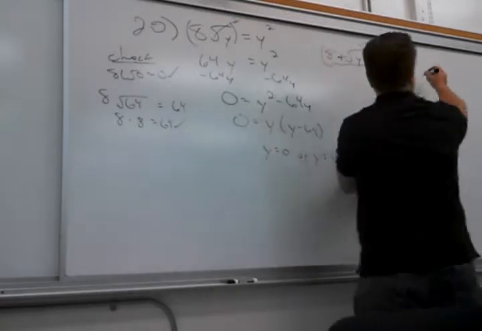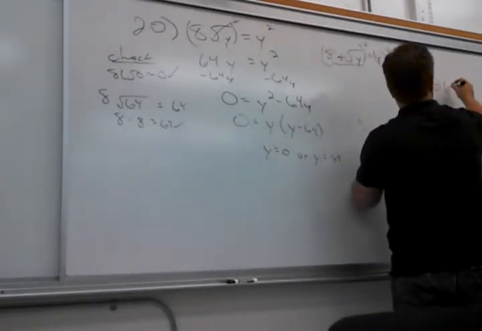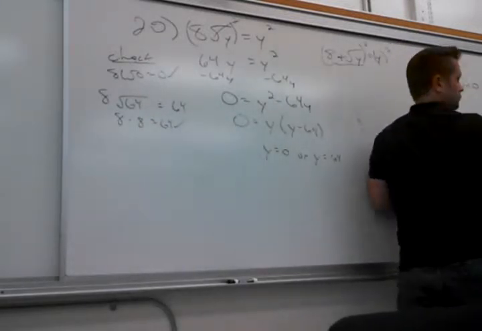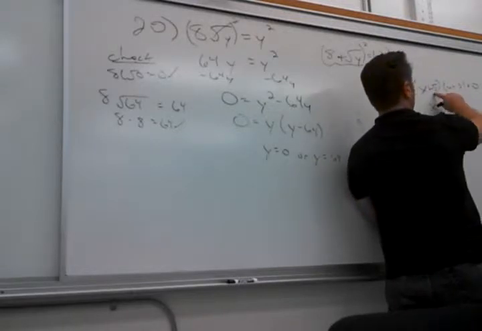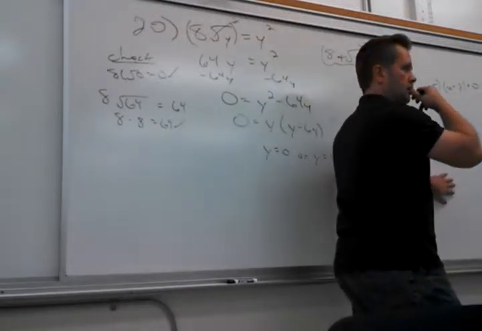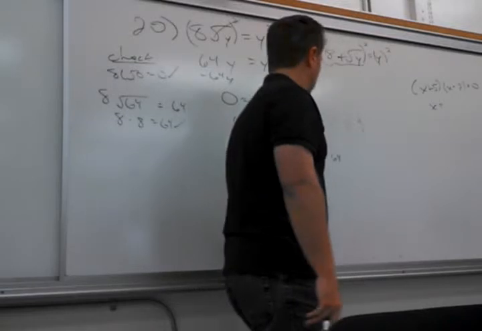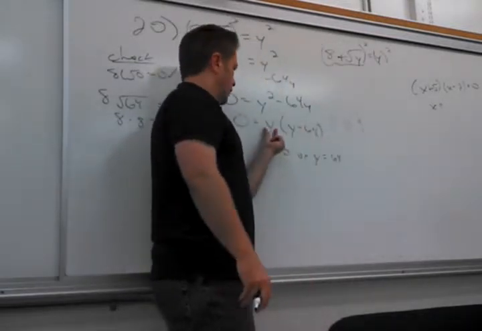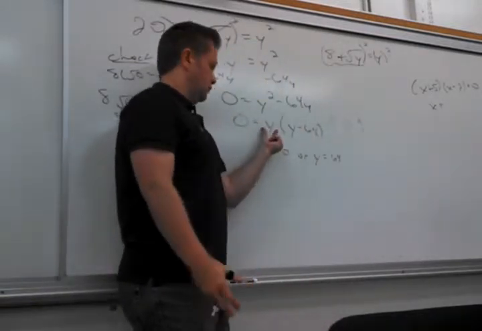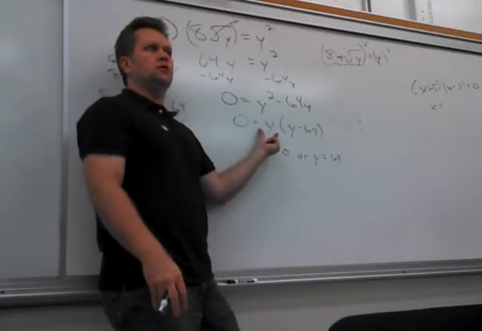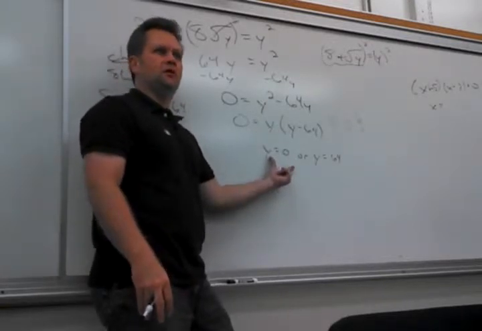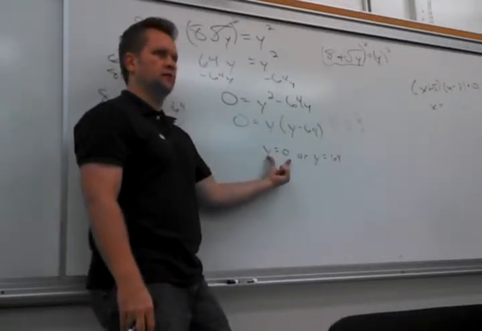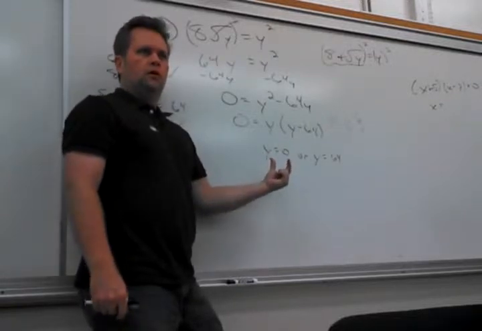So remember, if I have x plus 5 times x minus 7 equals 0, we should be at the point where you can just tell me the two answers very quickly: minus 5 and plus 7. So that's going to be 64. And whenever the variable's by itself, it's 0. How do you make y 0? You make it 0. It's almost too easy of an answer. You forget that sometimes.